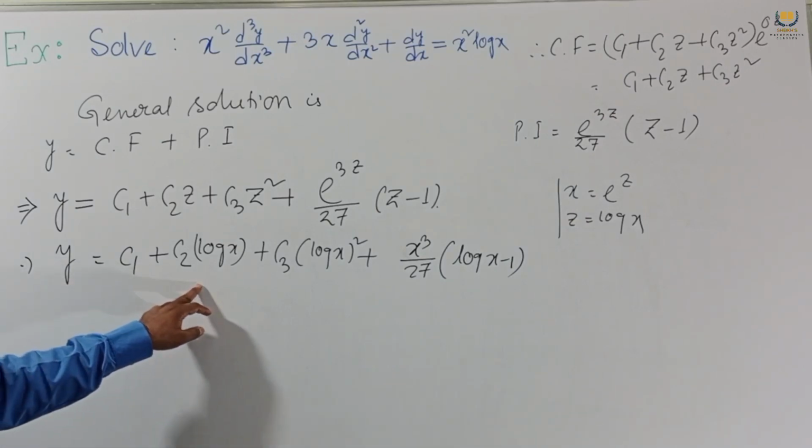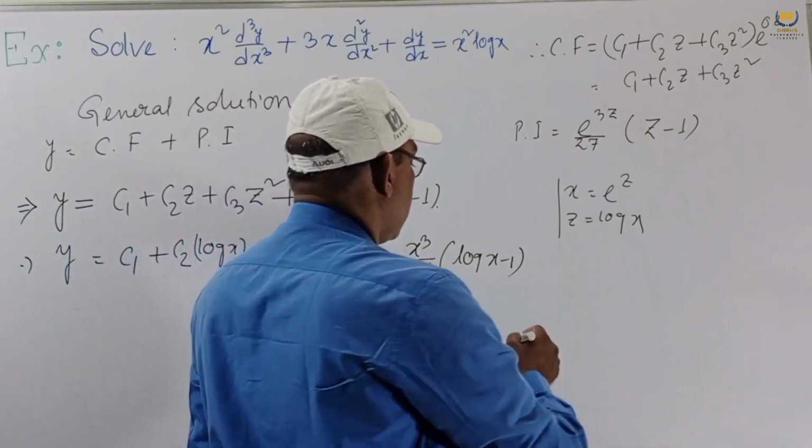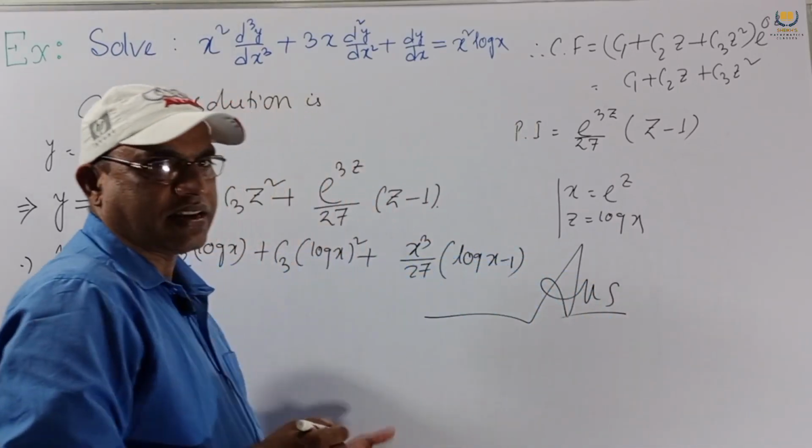c1 + c2 log x + c3 (log x)^2 + (x cube by 27)(log x minus 1) whole square. This is the final answer. Very nice solution, very easy.